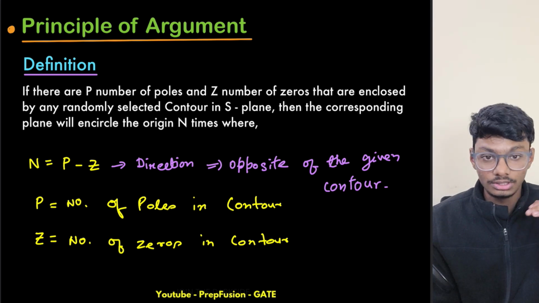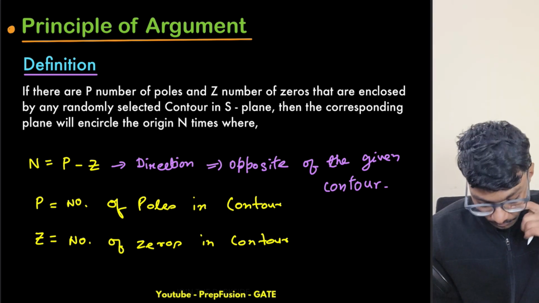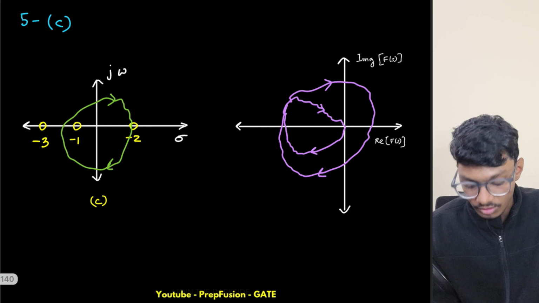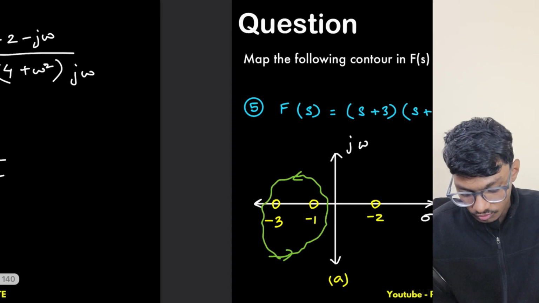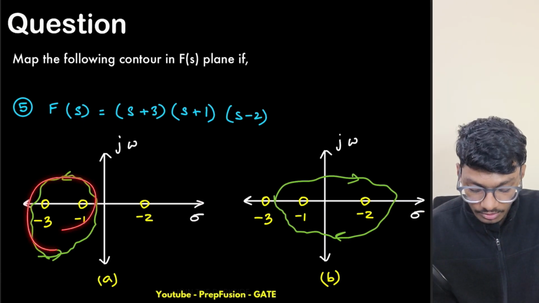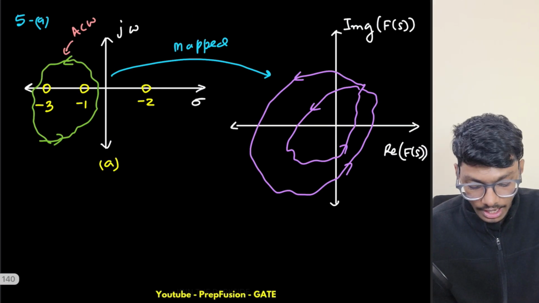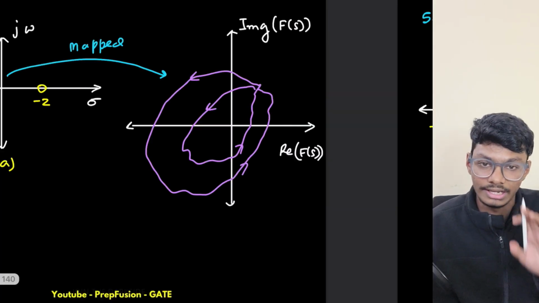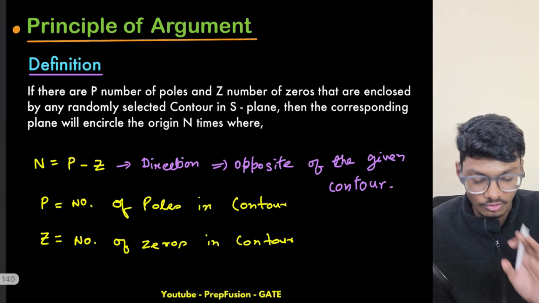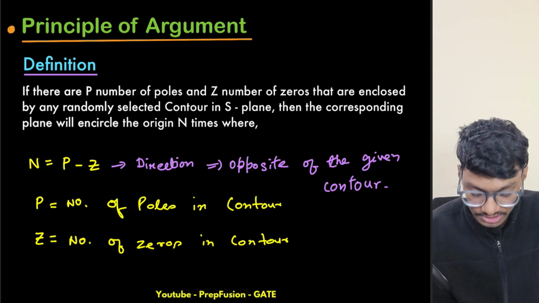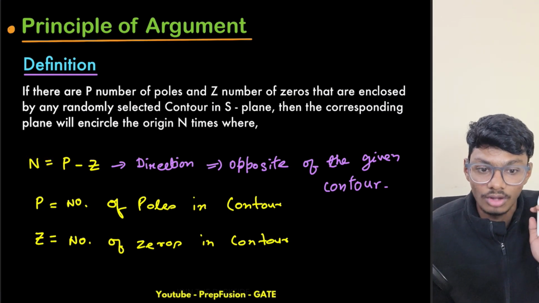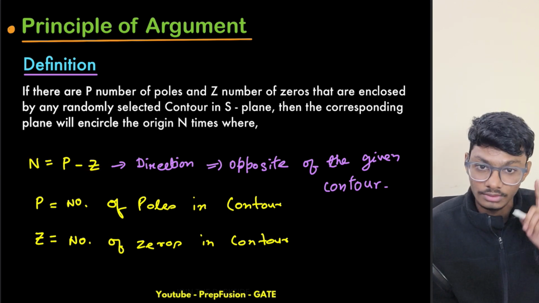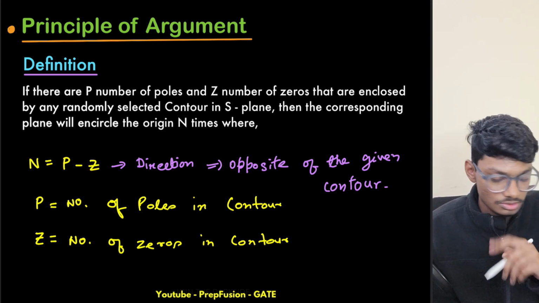So this is basically the direction of my contour. What do I mean by this? Until now, that is what we have been doing: calculating how many poles or zeros are inside the contour, and that gives me the number of encirclements around the origin. That is what the principle of argument is telling, nothing fancy. So n is the number of encirclements around the origin. This is the most important thing. You have to remember this formula.